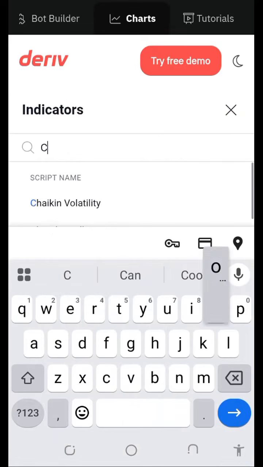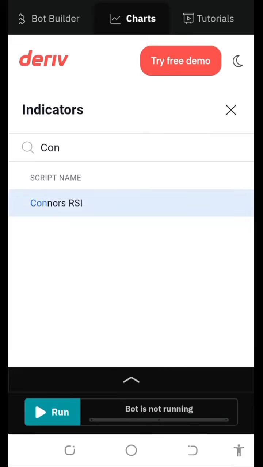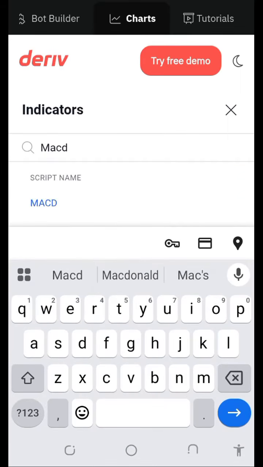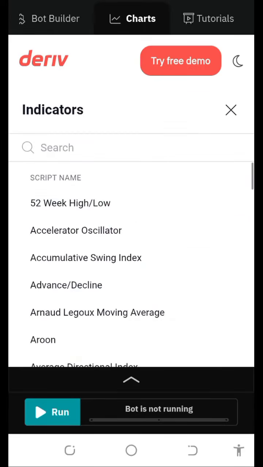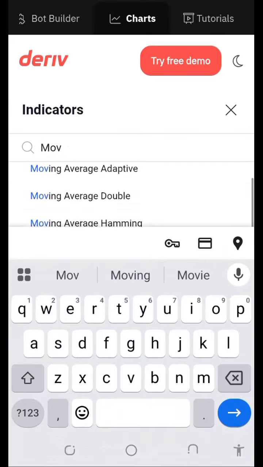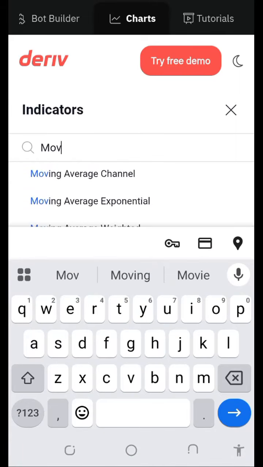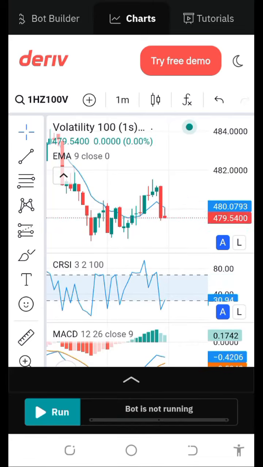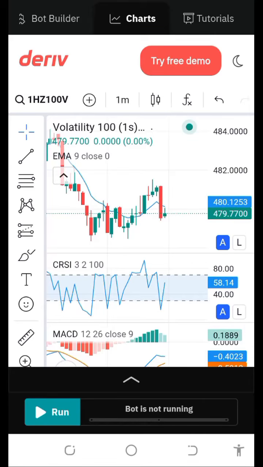input our 3 indicators back, Connors RSI, the MACD, and the exponential moving average. Okay, moving average, exponential. And yes, you can see there's a long red candlestick showing that the market reversed. Okay, you can see the long red candlestick there, and this market seems now to be going down.